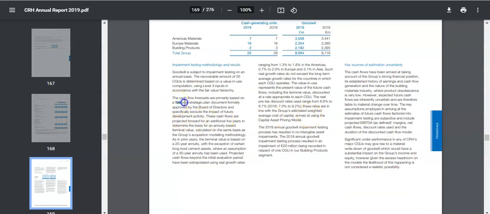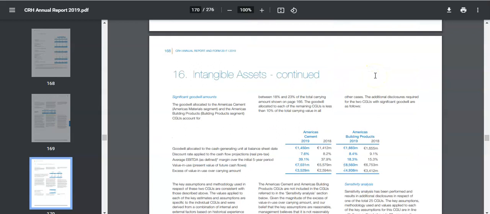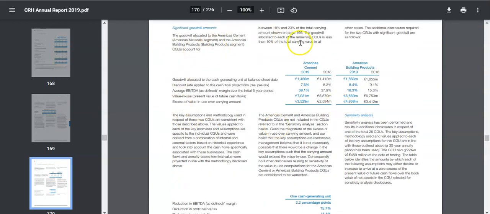So they give you an idea, they use a 5-year cash flow forecast. They give you a range, the discount rates that they use, and of course they're pre-tax, like IAS 36 says. And they give you an idea of where the uncertainties are. And so they give you an awful lot of information. So they give you examples here, for example, the value in use of America's cement and the excess of value in use over carrying value. So the value in use is bigger than the carrying value. It's not impaired.